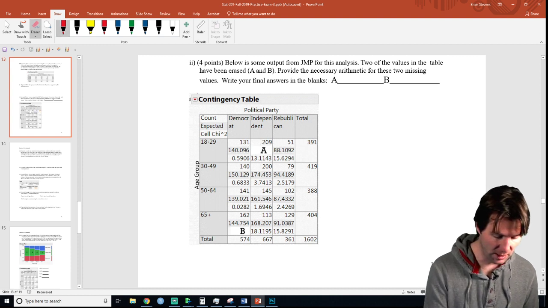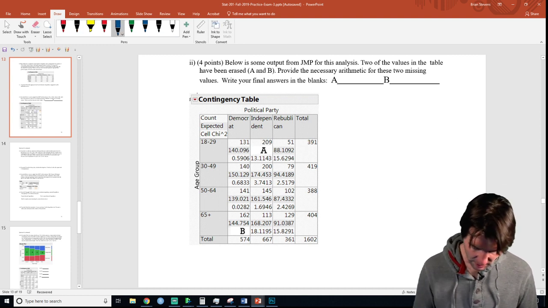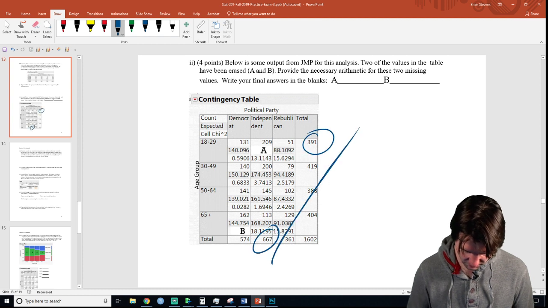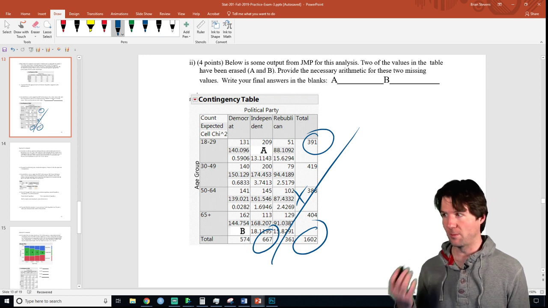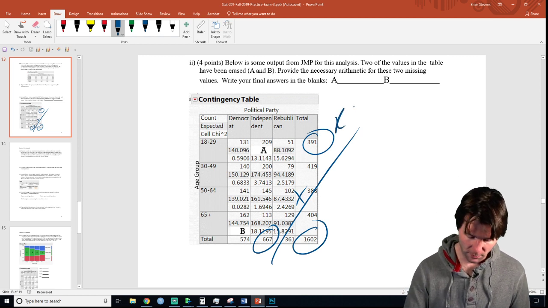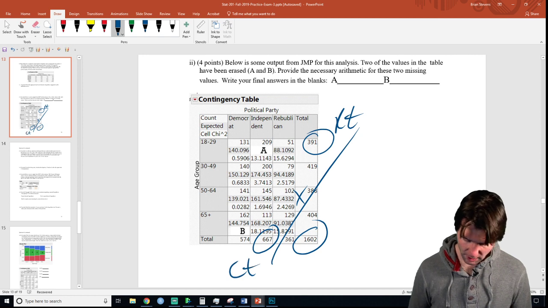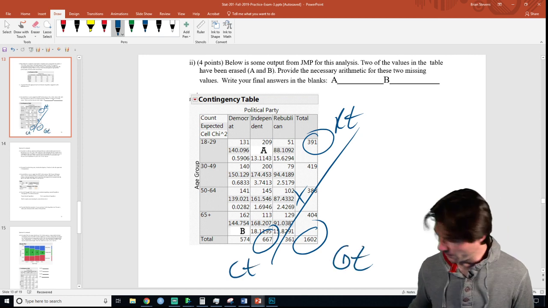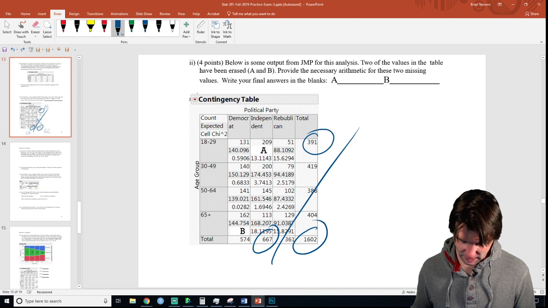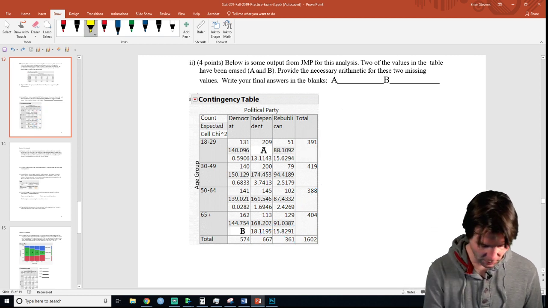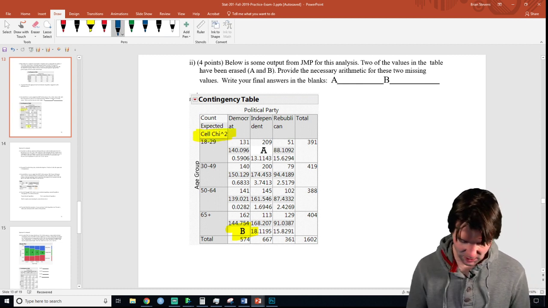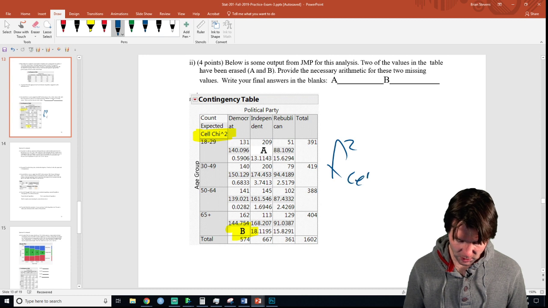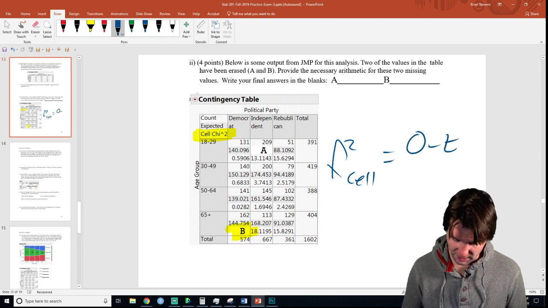For this one right here, I would still do the original solve, because that's the actual formula for it. I would do the row total times the column total, divided by the grand total. This is the row total, this is the column total, and this is the grand total. This cell right here is the observed. How do we know? It's a cell chi-squared, so the formula is observed minus expected quantity squared over expected.